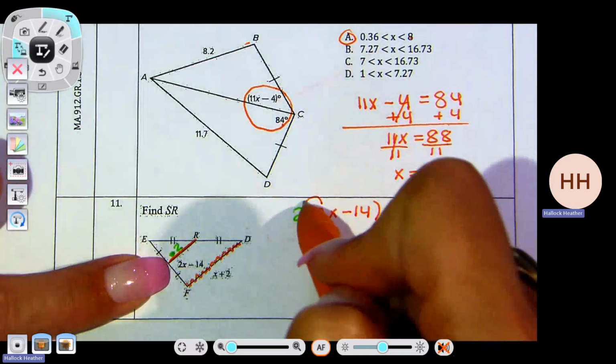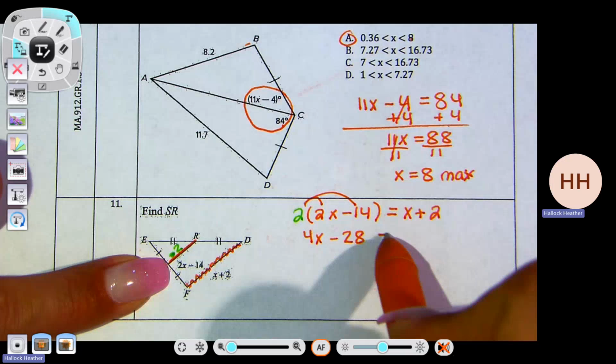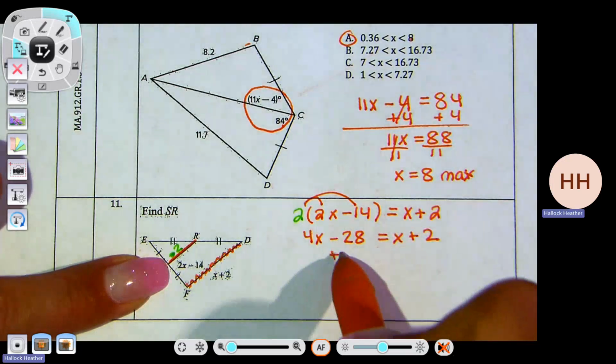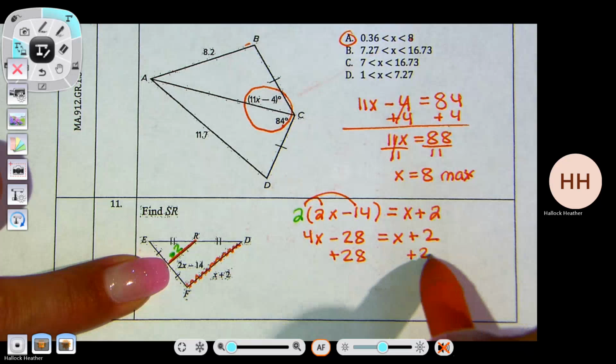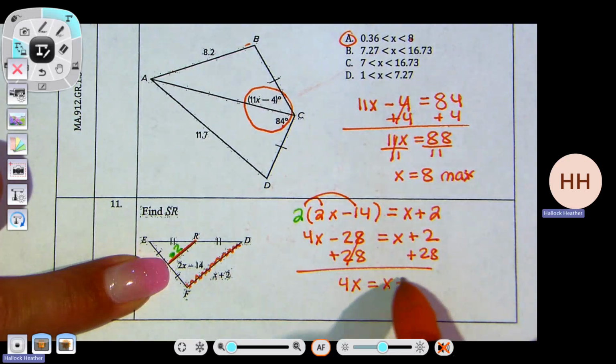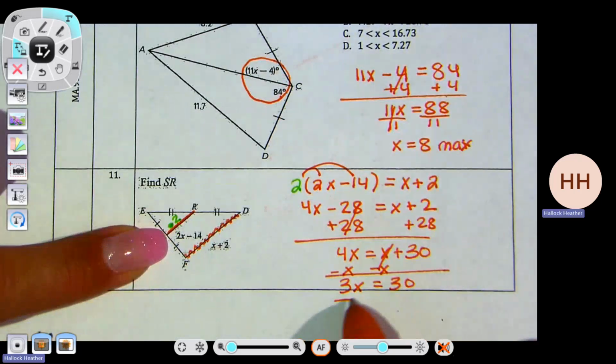So I distribute my 2. I get 4x minus 28. And now I'm just going to add 28 because it's negative. I have 4x equals x plus 30. Minus x to both sides. So I get 3x equals 30. Divide by 3, x equals 10.